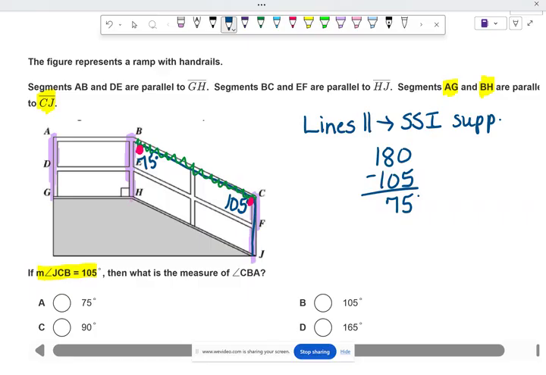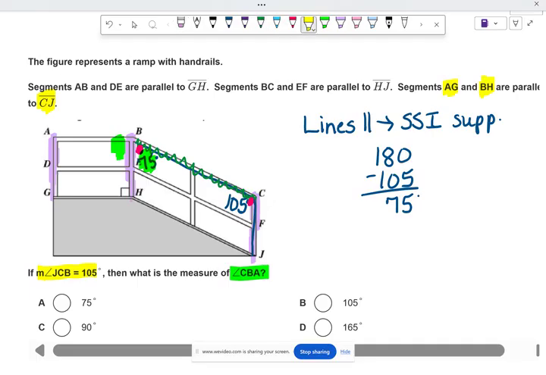Okay, now let's keep working. Because for the final answer, we need to find angle CBA from the C to the B to the A. We have part of that angle. We have 75. Now we have to figure out what this measurement is on the other side. All right, to do that, we're going to look at the next parallel lines.